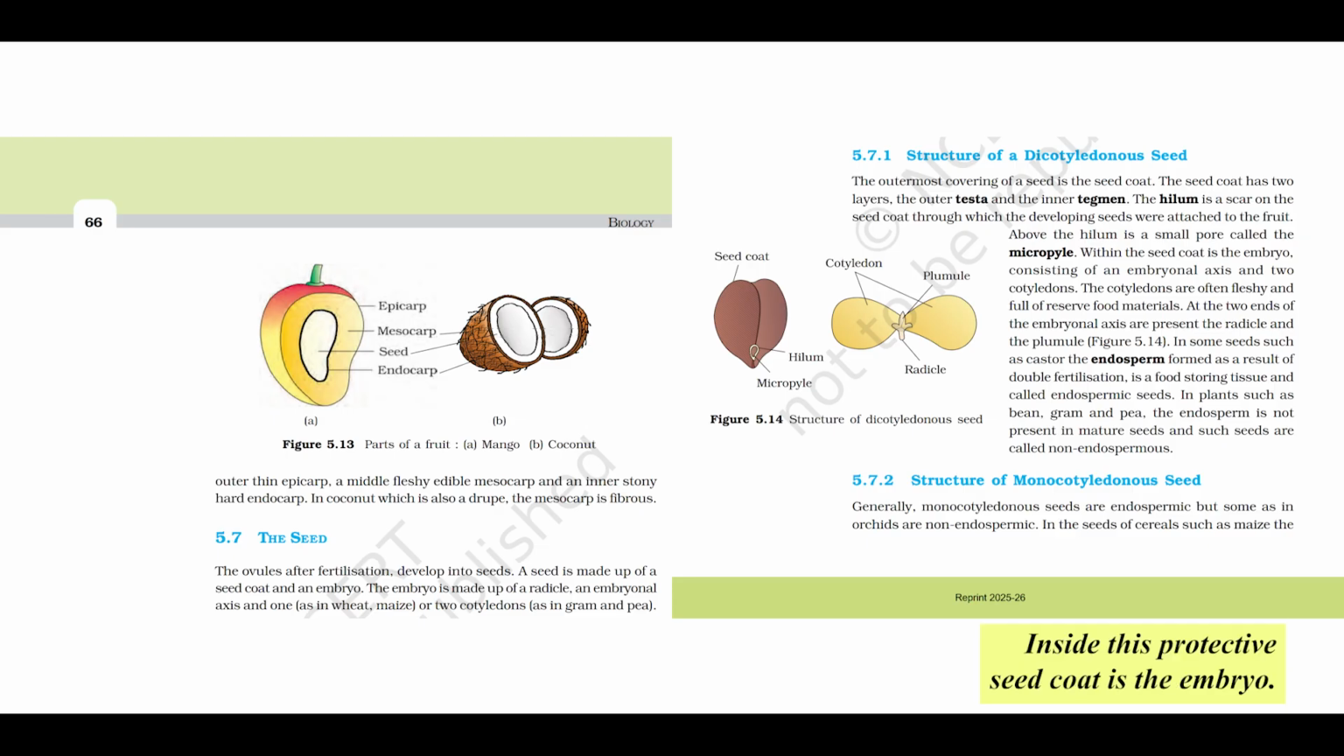Okay, what's inside? Inside this protective seed coat is the embryo. The embryo consists of an embryonal axis and, characteristic of dicots, two cotyledons. These cotyledons in many dicots, like gram or pea, are often quite fleshy and are typically packed full of reserve food materials: proteins, starches, or fats.